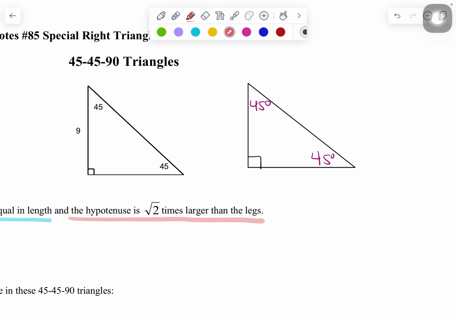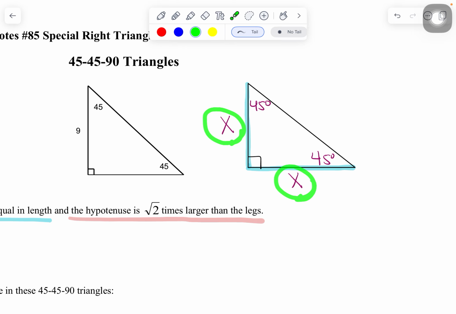So the legs, what are the legs? Well, the legs are the two sides of the triangle that form the right angle. Those two are the legs, and the legs are supposed to be the same thing. So whatever one of them is, the other one is the same thing. So if this is 7, hey, guess what? That's 7. If this is 3,412,000, this is also 3,412,000. Made up a number.